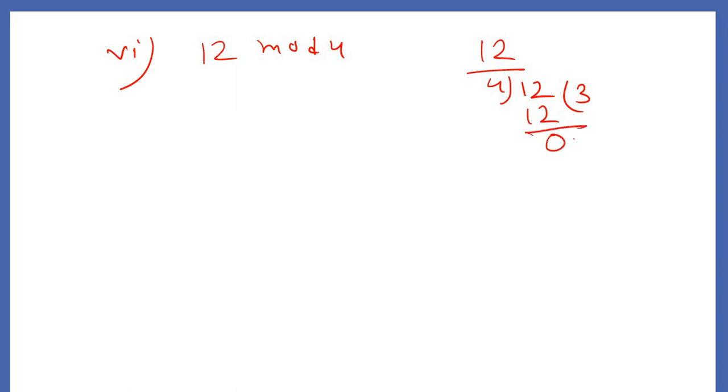Okay, move to the next question. 12 mod 4. That is very simple. Divide 12 by 4. 12 is completely divisible by 4. The remainder is 0. Therefore 12 mod 4 is equal to 0.